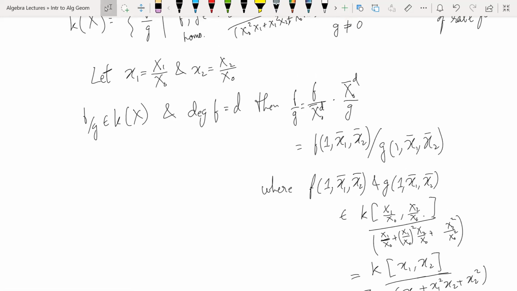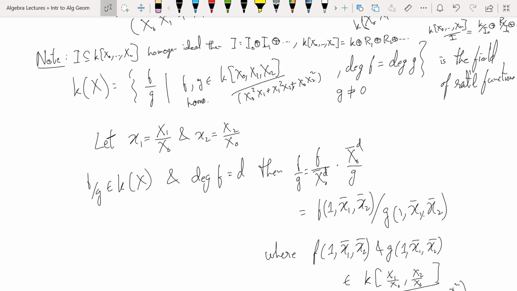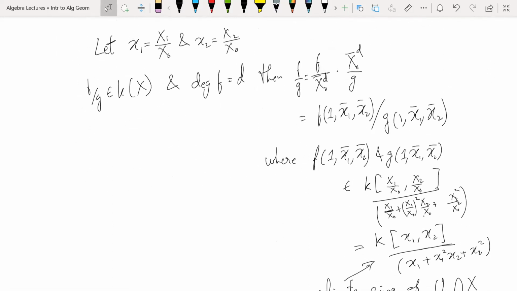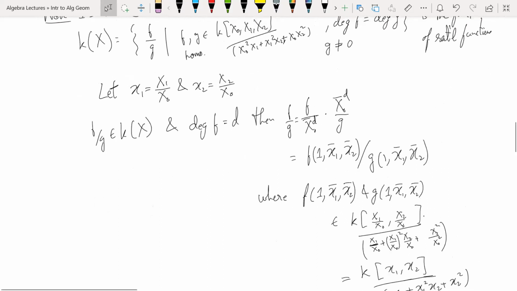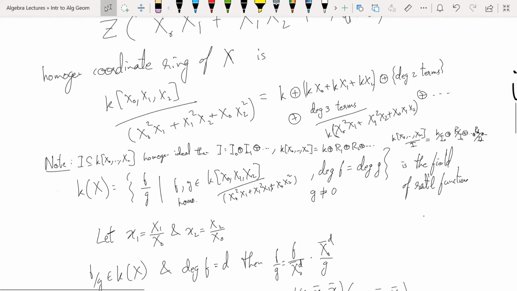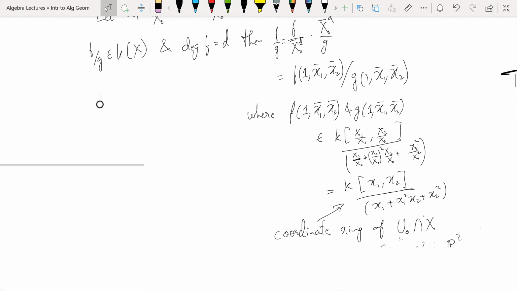And then we already saw that U0 intersection X is given by the dehomogenization of the ideal of definition of this variety. Then if you want to compare rational functions, you do these kinds of operations. So I'll let you make this precise using the homework problem which I've assigned. Any questions or comments?